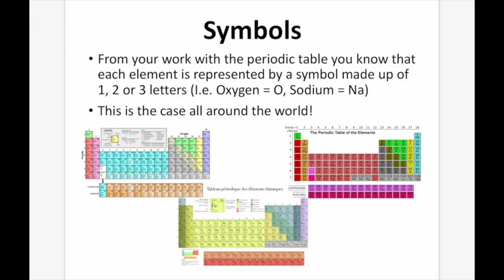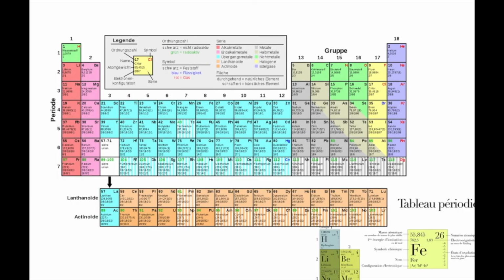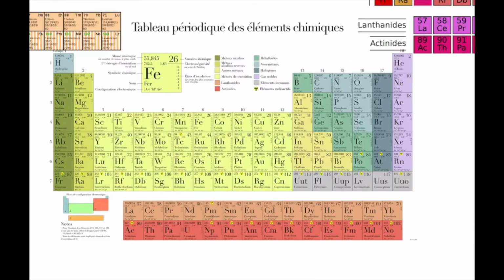symbol made up of 1, 2, or 3 letters. So for instance, oxygen is O, sodium is Na. This is the case all around the world. And you can see we have different periodic tables from different locations. Now, although your periodic table will look slightly different depending on where you are in the world, it'll generally look similar.